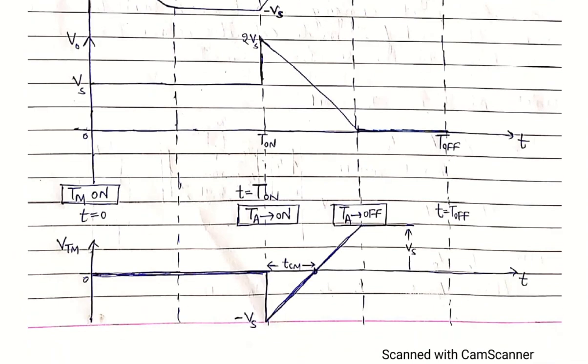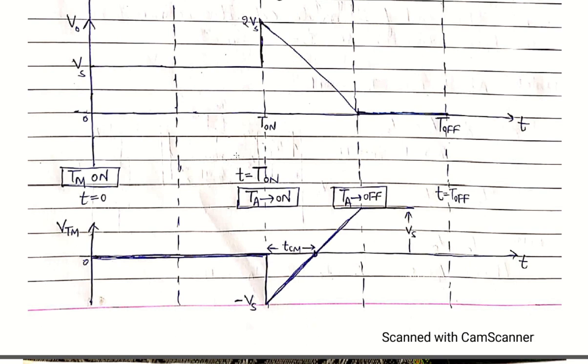This is the voltage waveform of the main thyristor. So at t equals 0, our main thyristor will be in on condition, so it is short circuited, ideal one, so no voltage drop across it. And when at t equals t on time, the auxiliary thyristor will be on, then the voltage across the main thyristor will be minus Vs, which is the reverse biased voltage. So up to this time, the main thyristor will be in reverse bias condition.